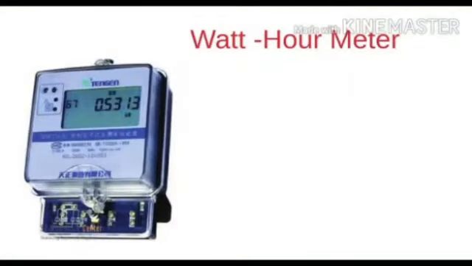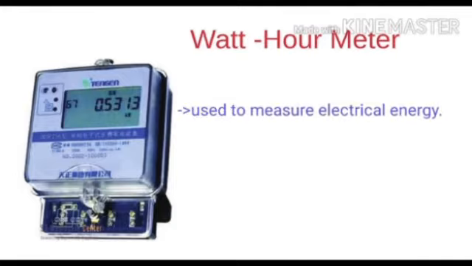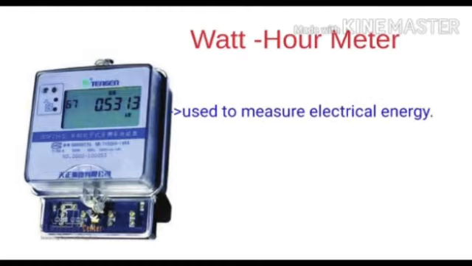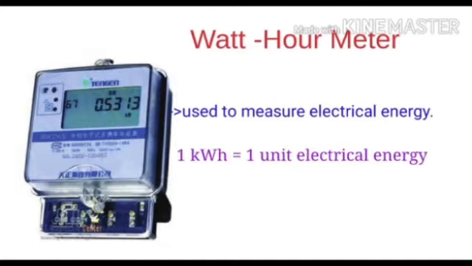Now let us see more about the watt-hour meter. We have already discussed that the watt-hour meter is a device used to measure the electricity used. So it is a device that is used to measure the electrical energy. This electrical energy is measured using the unit kilowatt hour. This is also known as a unit. Then 1 kilowatt hour is known as 1 unit of electrical energy.